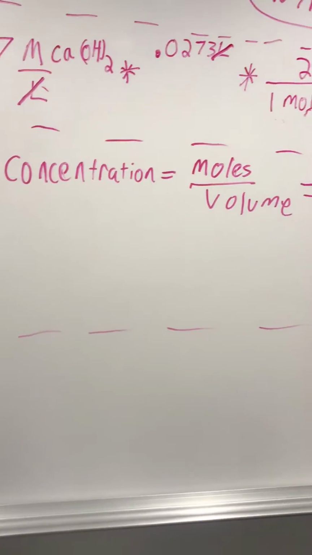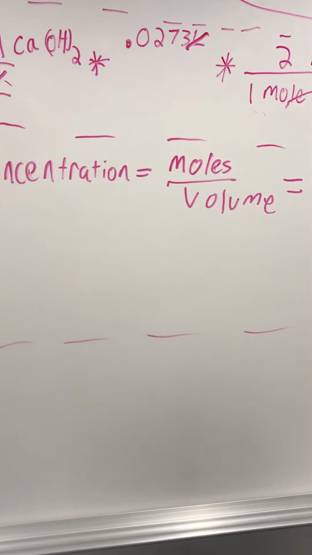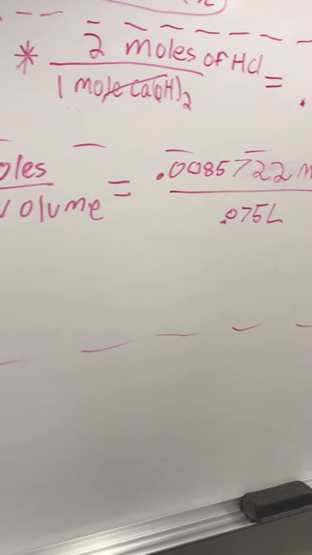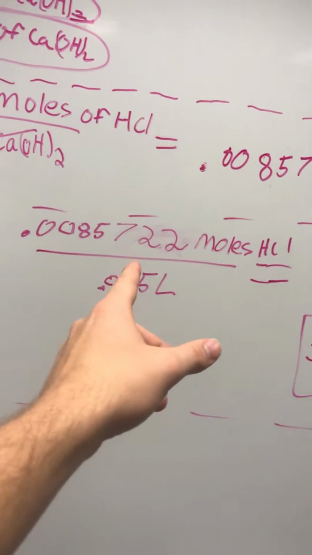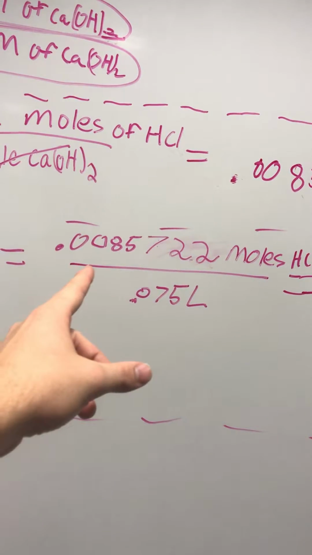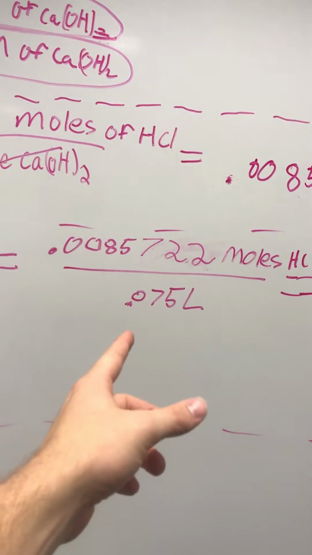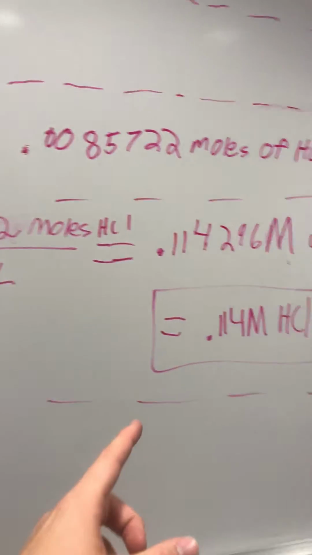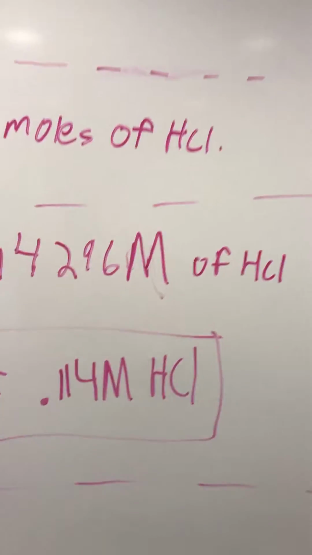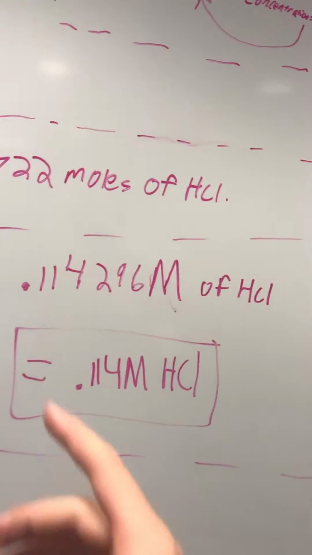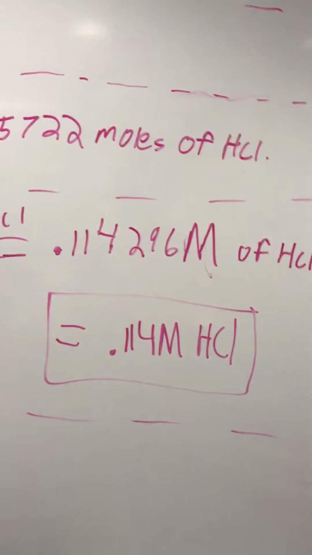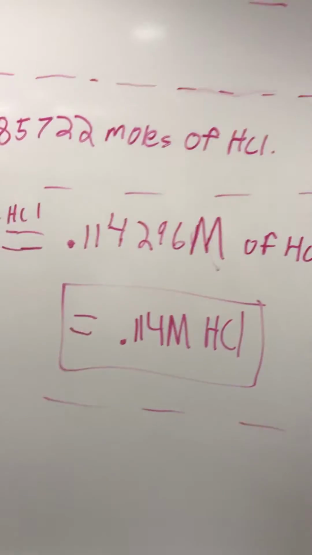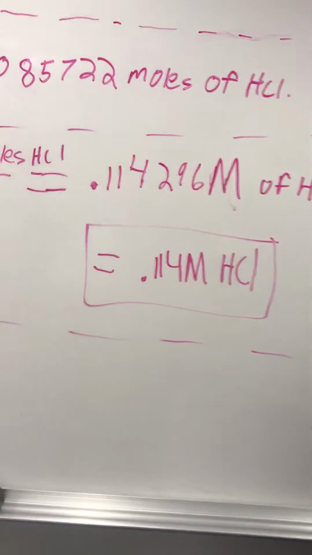And from here, it's easy to use this formula again. Concentration equals moles over volume. You use the moles of HCl, which is, again, 0.0085722 moles, divided by 0.075 liters, and that will give you the resulting molarity. That will give you the concentration: 0.114296 molarity of HCl, or 0.114 molarity HCl. And that is the answer.